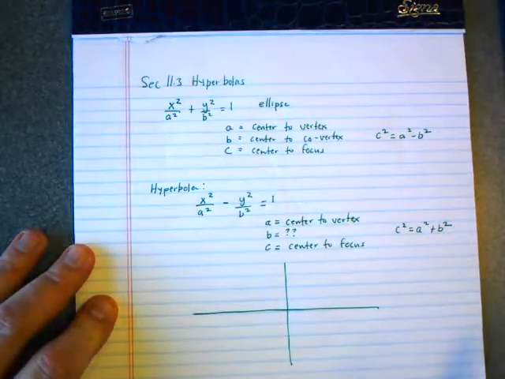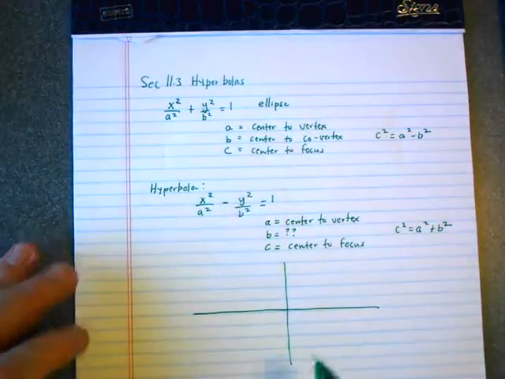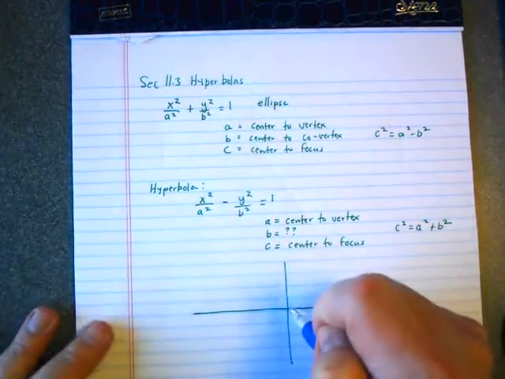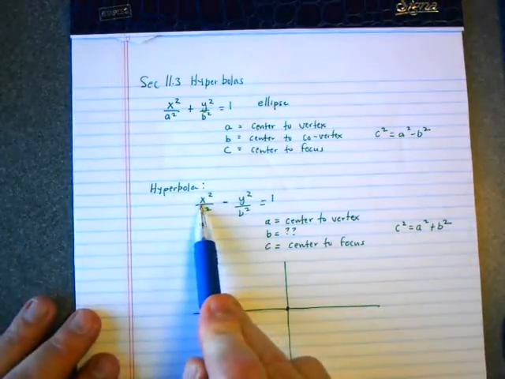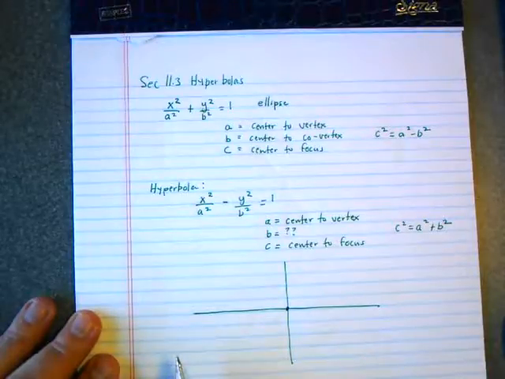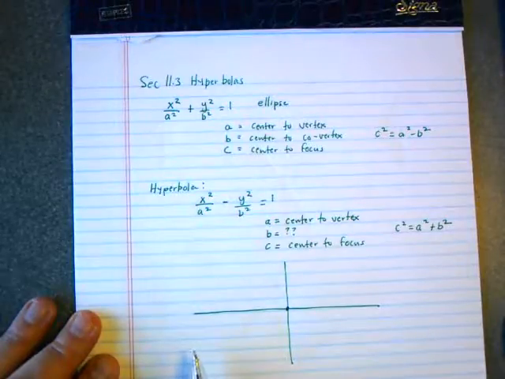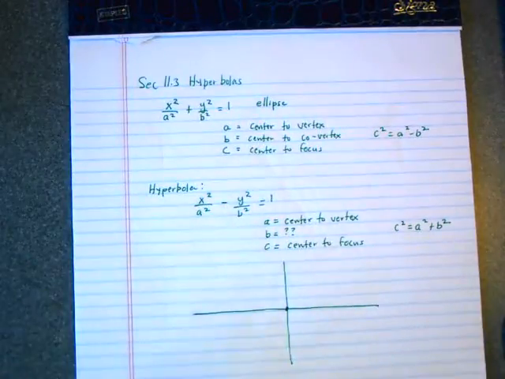And how would I have something not centered at 0, 0? I'd have some numbers, like an x minus 2 and a y plus 1. All right, so this one has center at the origin. So it's centered right here. And when the x is positive, it's going to open right and left. When's it going to open up and down? When x is negative and y is therefore positive.